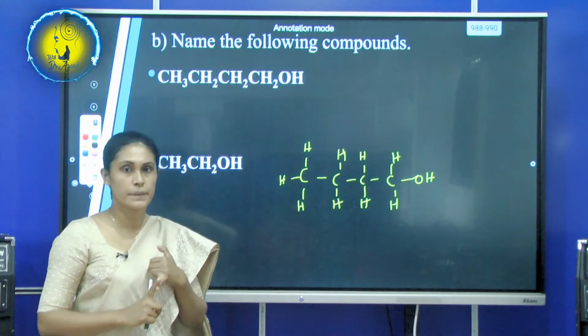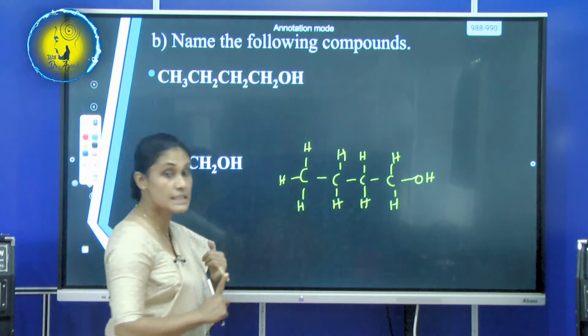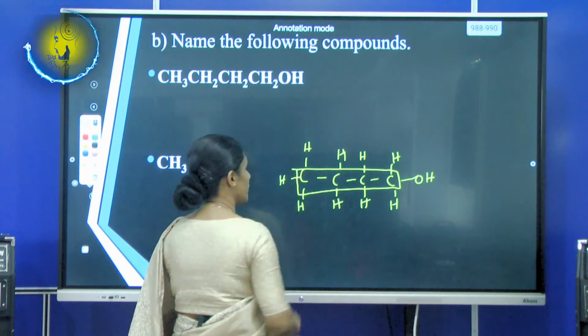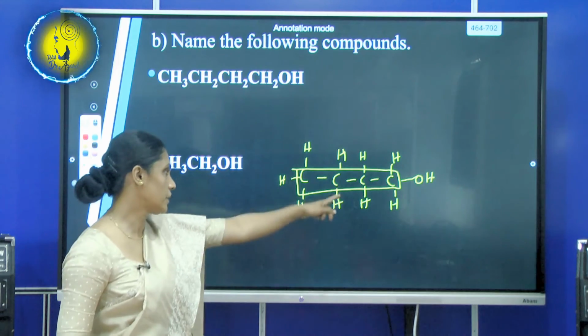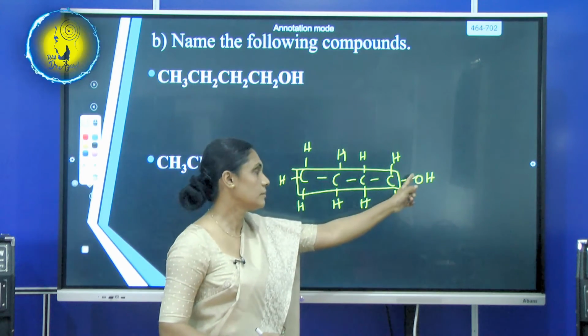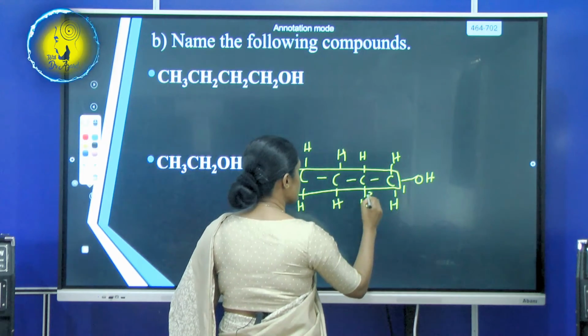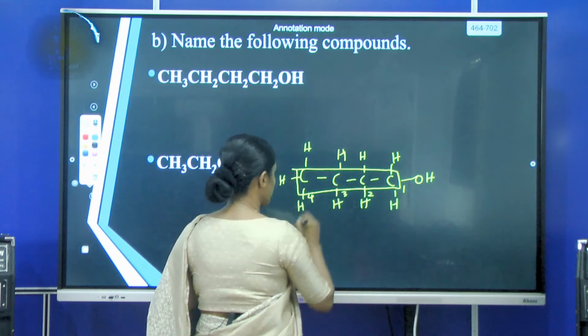What is your first step? Select the longest carbon chain. Okay, this is my longest carbon chain. I have to start to number it by giving the least value to OH. Okay, let's start 1, 2, 3, 4.